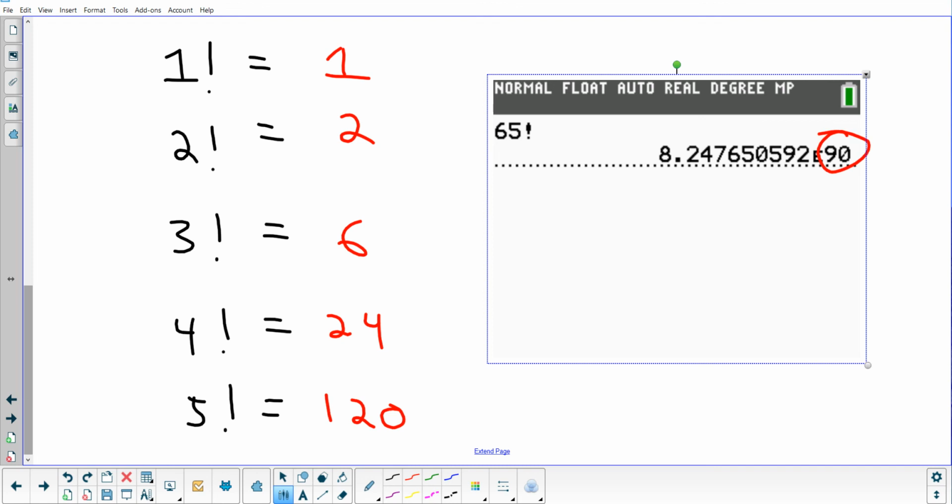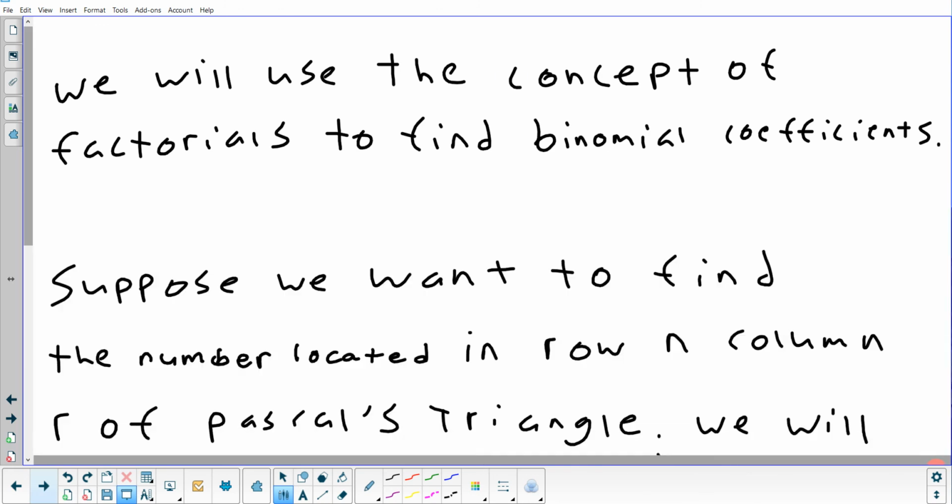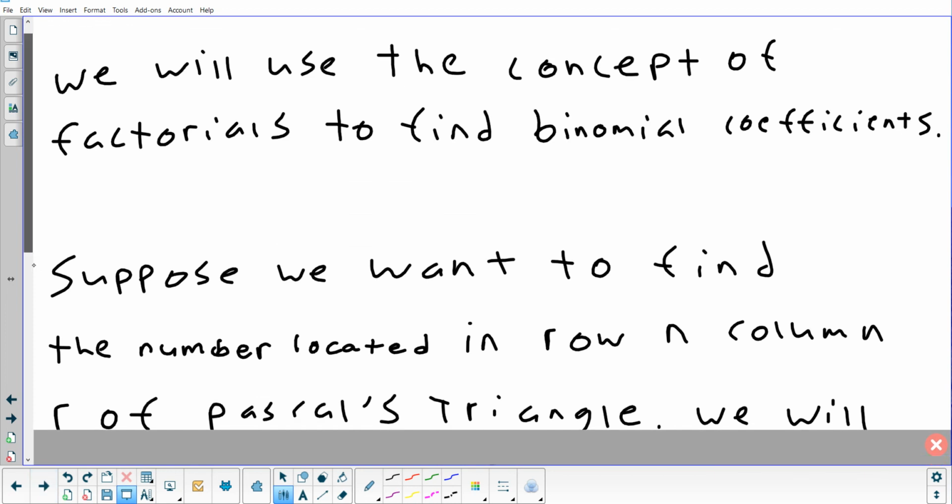Once this number goes over 99, then you're done. The calculator can't do it anymore, because this means, in scientific notation, 8.2 times 10 to the 90th power. And the exponent in scientific notation on a graphing calculator can only be up to 2 digits. So I forget where the cutoff is. It's probably in the 70s somewhere that you can no longer do the factorial on the calculator. So factorials are going to help us to be able to find the binomial coefficients.